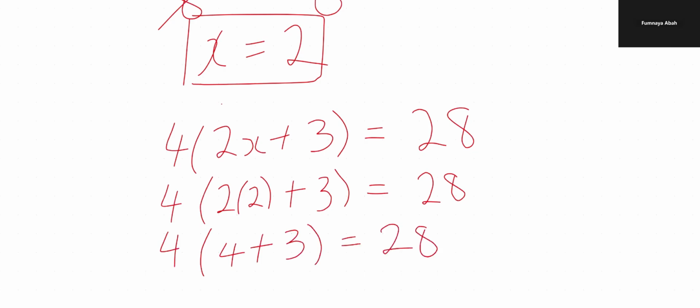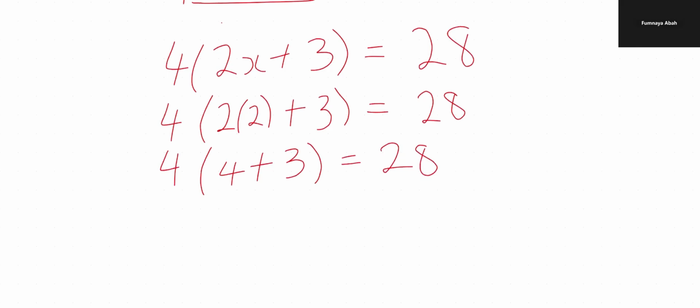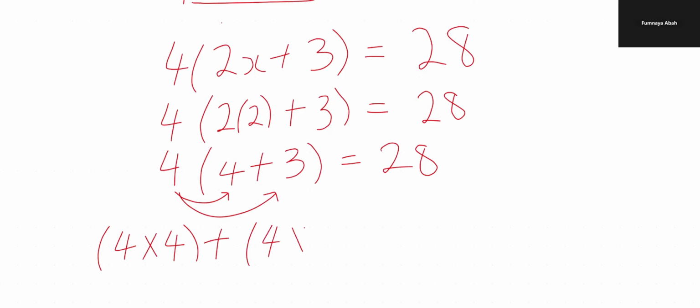So in the previous problem, I did take the sum of the two numbers and I multiplied it by the number outside the parentheses. So this time, let's solve it the other way. Let's take the number 4 and multiply it by these two terms in the parentheses. So we can say 4 times 4, because it's the first term, plus 4 times 3, because 3 is the second term, and this is equal to 28. So 4 times 4 is equal to 16, plus 4 times 3 is equal to 12, which is equal to 28.